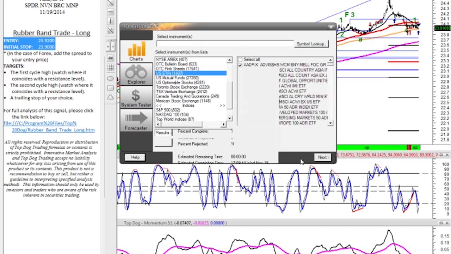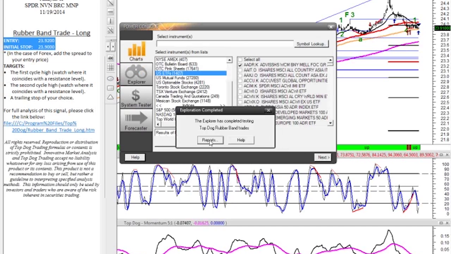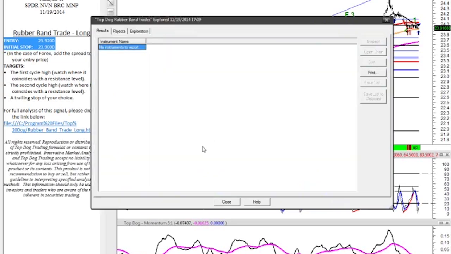We do have a lot of pairs that you won't be interested in. We've made a list of just the ones you'll be interested in. So if you click on reports, nothing came back with a rubber band trade, but it does work. It told us it didn't have any.